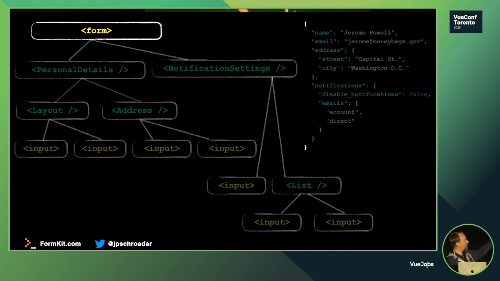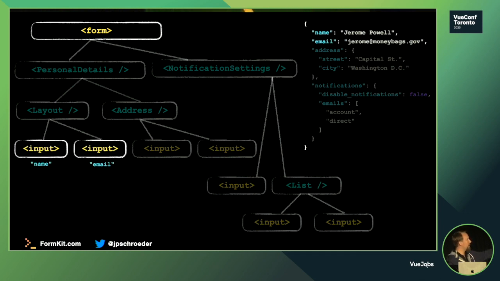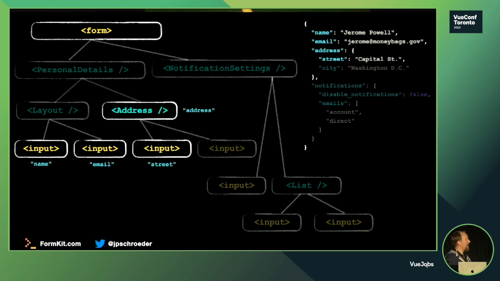You've got your form, which is the outer part of this. You've got some inputs like name and email, which are just there. You've got an address, which is doing some kind of grouping here on the inputs, or the streets and the cities.